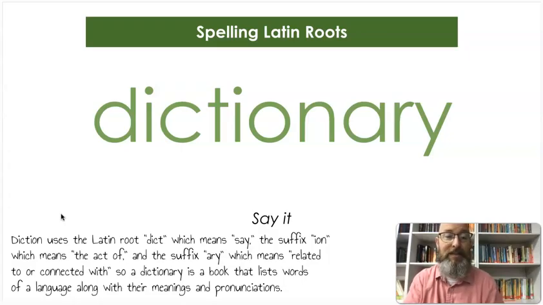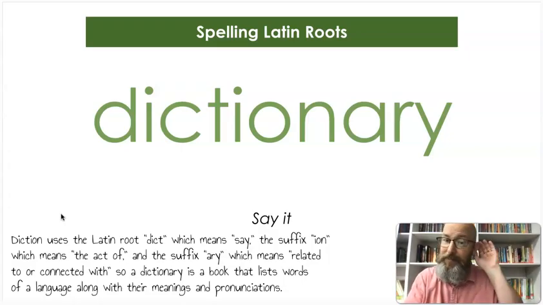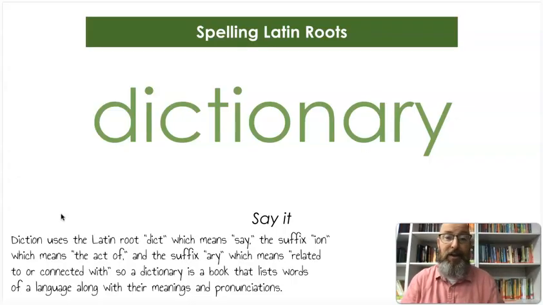Our next word is dictionary. Say dictionary. Dictionary uses the Latin root dict, which means say, the suffix ion, which means the act of, like diction, and the suffix ary, which means related to or connected with. So a dictionary is a book that lists words of language along with their meanings and pronunciations.